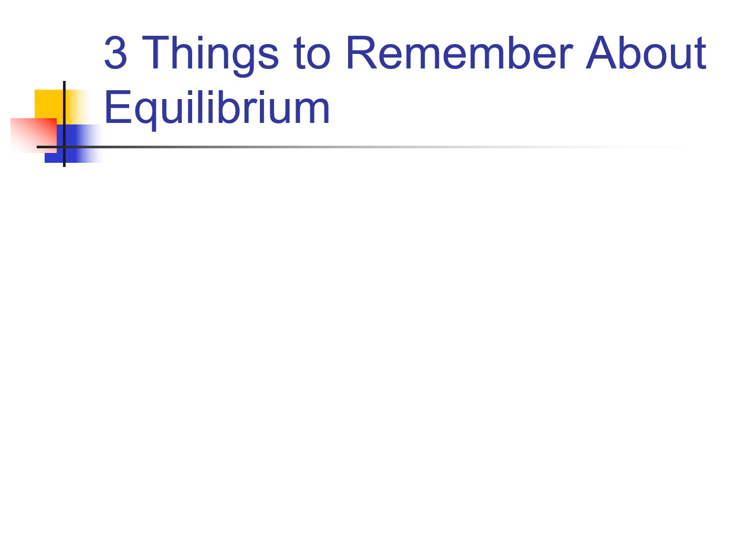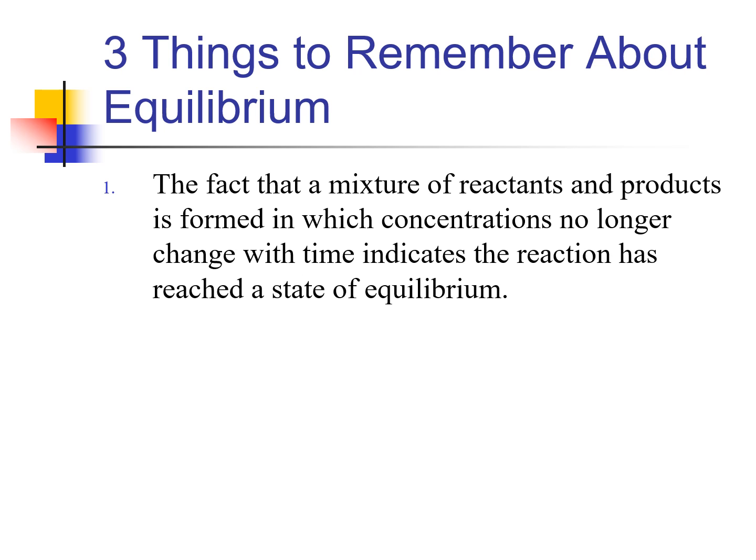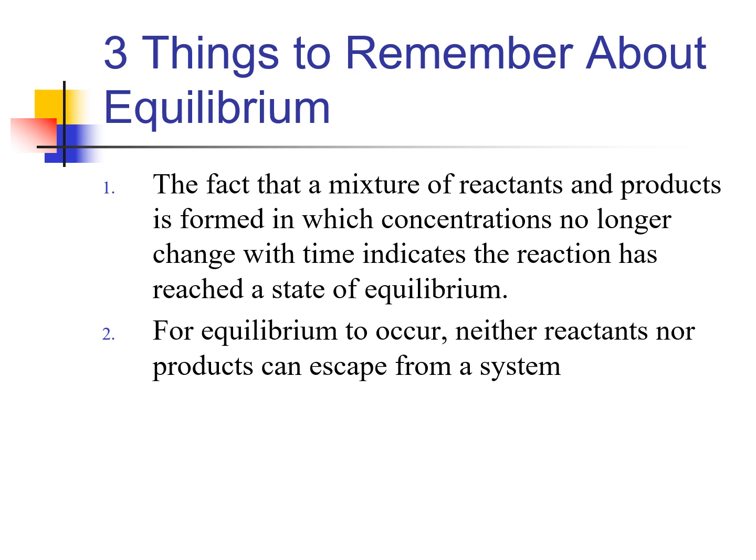Now, a few things I want you to remember about equilibrium as we deal with it. 1, if we say that something has reached equilibrium, that means that the concentrations of our reactants and products are no longer changing with time. That's how we know that something has reached equilibrium. In prior chemistry, we'd almost pretend that the reaction had stopped at that point. But it hasn't. It's still going.